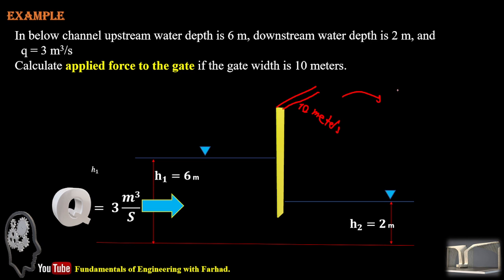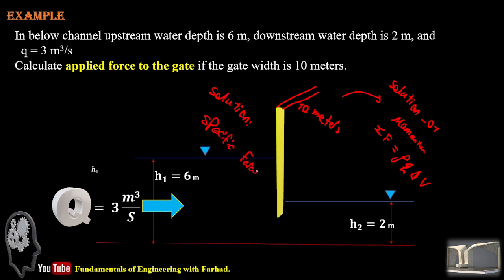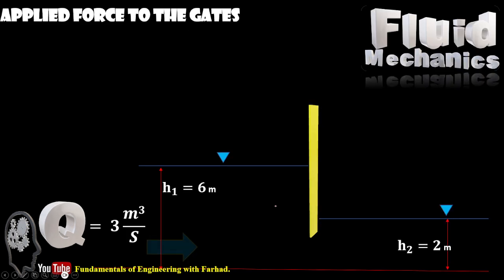Last time we solved this based on solution 1, the momentum equation, which in fluid mechanics says the summation of forces is rho Q delta velocities. This time, solution 2, we want to solve it by the specific force method in hydraulics. Let's see how we can approach this problem.